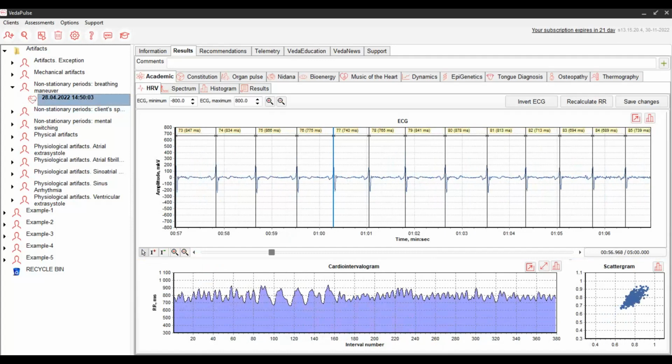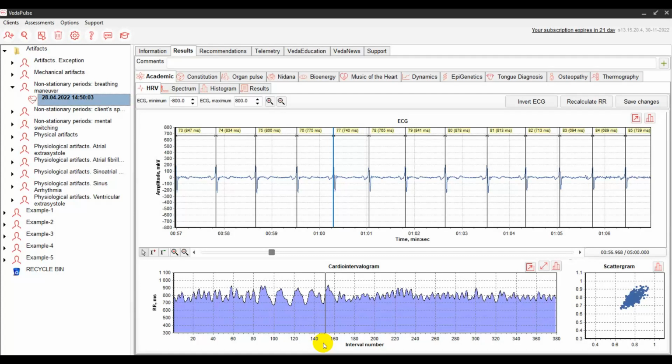The non-stationary periods also include the breathing maneuver. Deep breaths, breath holding, controlled breathing are all breathing maneuvers. A sufficiently long trough-shaped curve on the cardiointervallogram indicates periods when the client was breathing deeply. In the case of such an artifact on the cardiointervallogram, we see normal fluctuations in the duration of the cardiac cycle, which vary in the region of 900 milliseconds. Then the person takes a deep breath in and out. Before recording, the person needs to be given certain instructions. One of the rules is natural breathing without deep sighs.